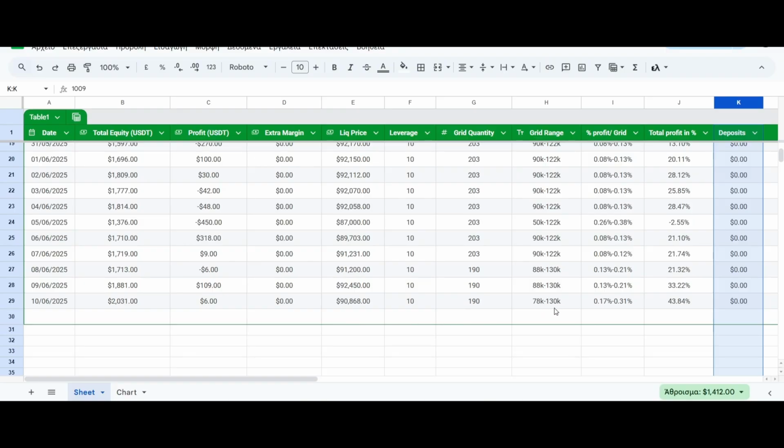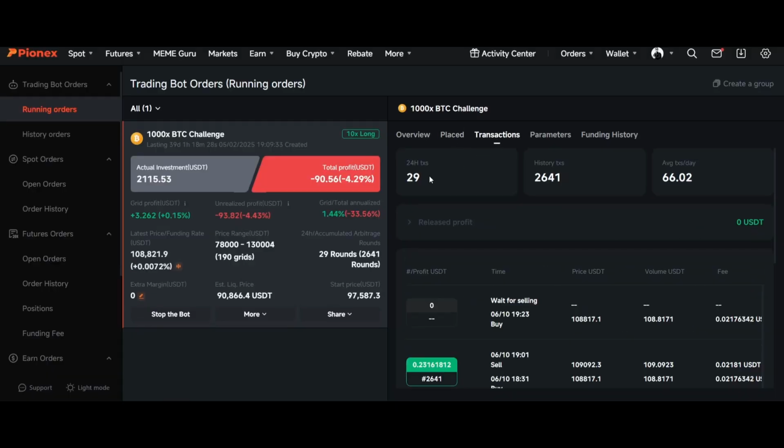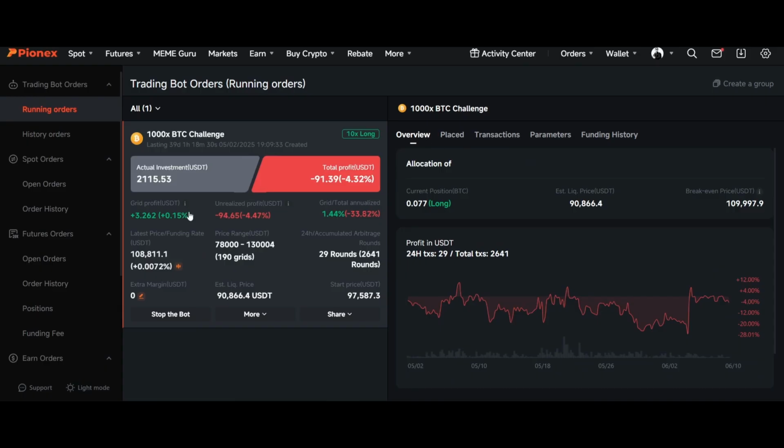And since I widened a bit the grid range, the profit per grid increased, but we have less transactions per day, as it's normal. Okay. So I make around 0.3, 0.4% per day, of course, depending on the volatility, and that's pretty good. 0.5% a day or 0.3% a day, and we compound them, and that's pretty good.